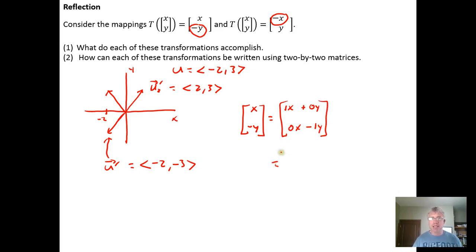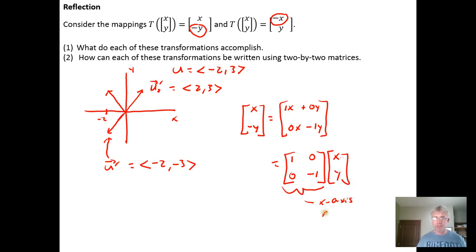What we want to recognize is that this can be represented in matrix form, which we've done before. We could say this is the matrix 1, 0, 0, negative 1 times x, y. When we do the dot product, 1 times x plus 0 times y gives us our x. 0 times x minus 1 times y gives the opposite of y. This matrix has the same effect as directly negating the y-coordinate. So this gives us a transformation matrix for an x-axis reflection.